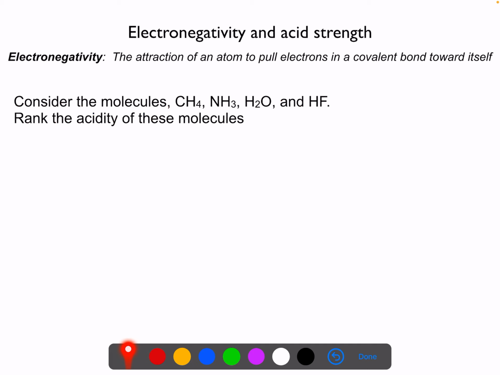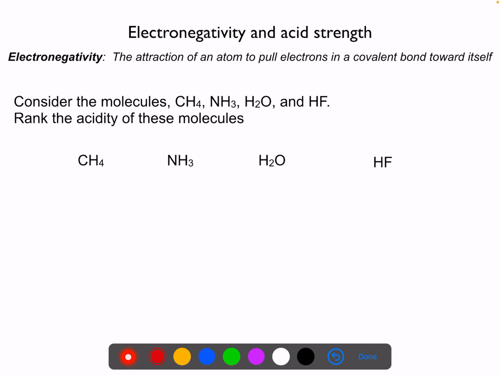If we think about four molecules, CH4, NH3, H2O, and HF, carbon, nitrogen, oxygen, and fluorine are all second period atoms. So we're going across the periodic table, carbon, nitrogen, oxygen, fluorine, and they have only hydrogens bound to them. Then we can think about ranking the acidity of these molecules, which is the most acidic and which is the least acidic.